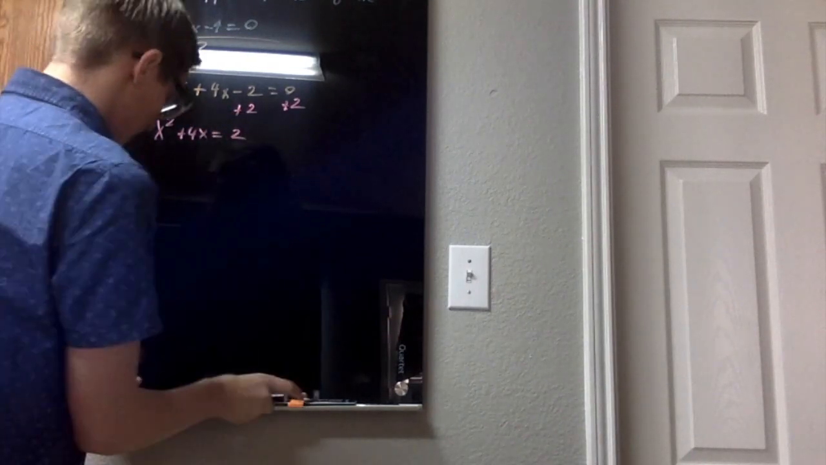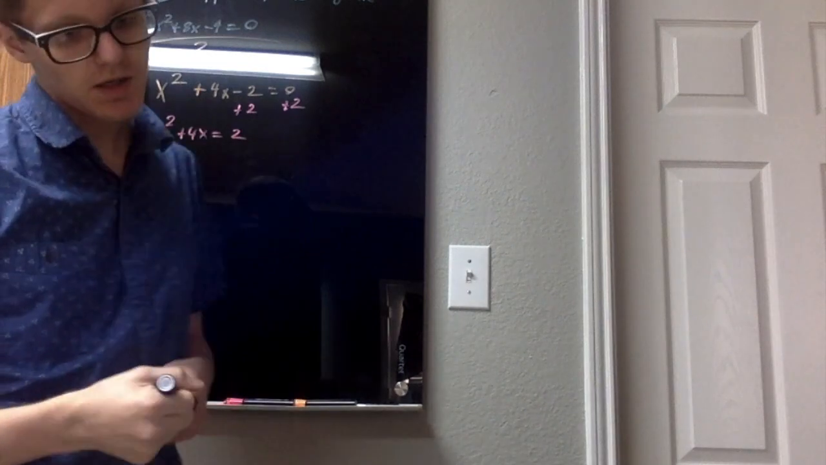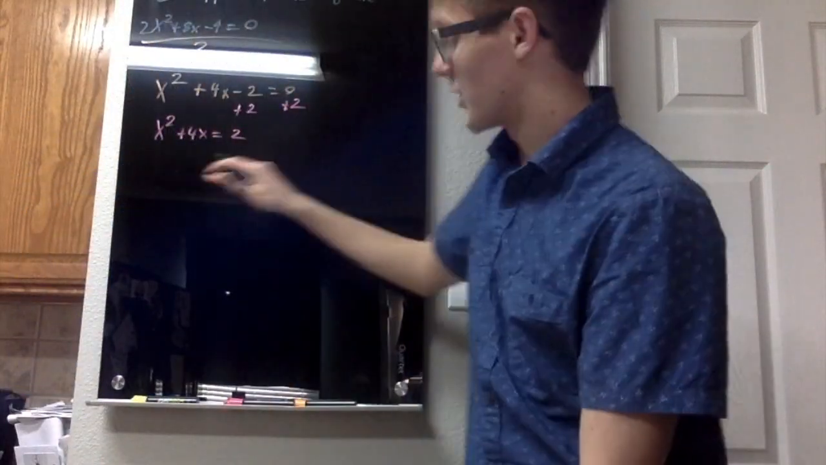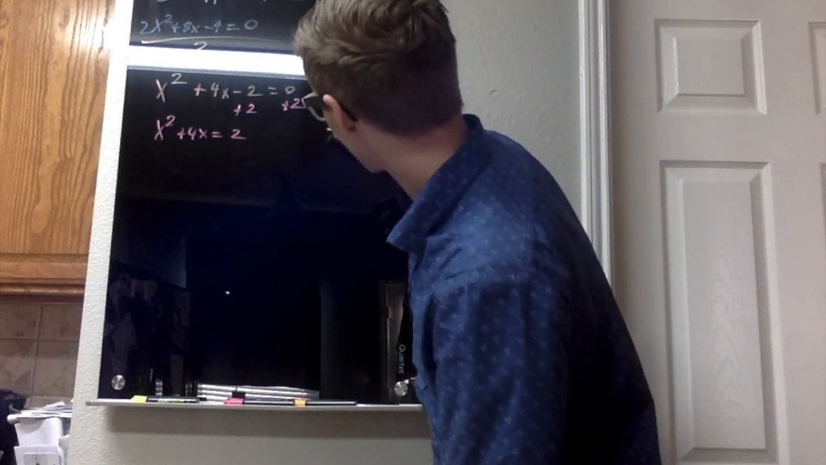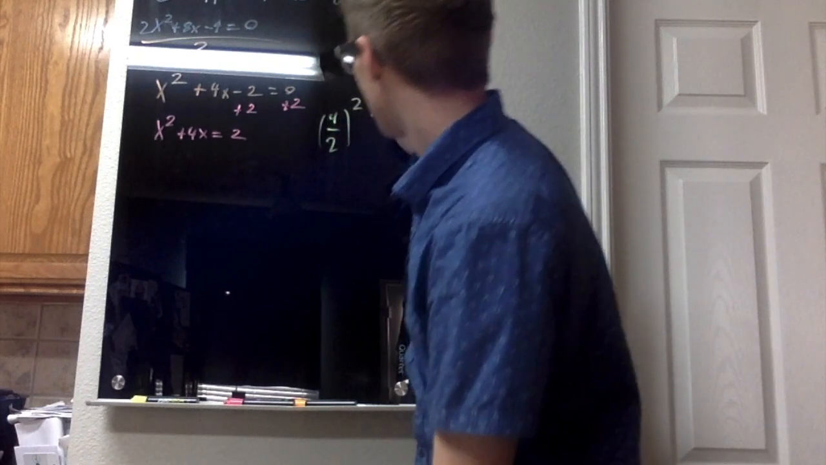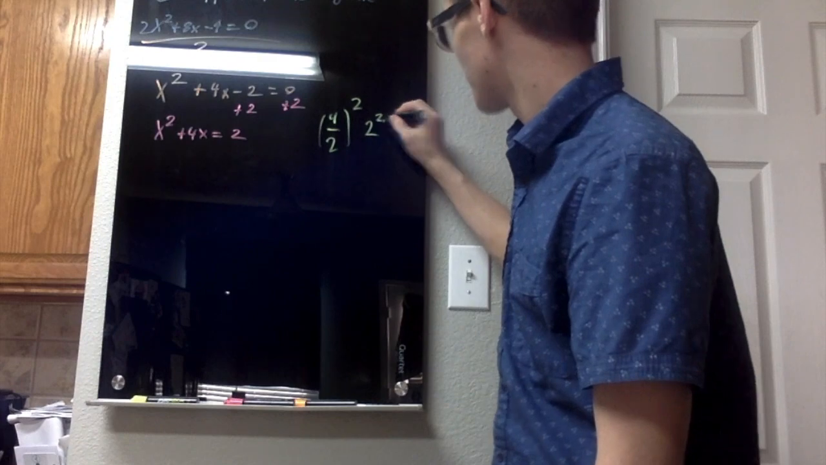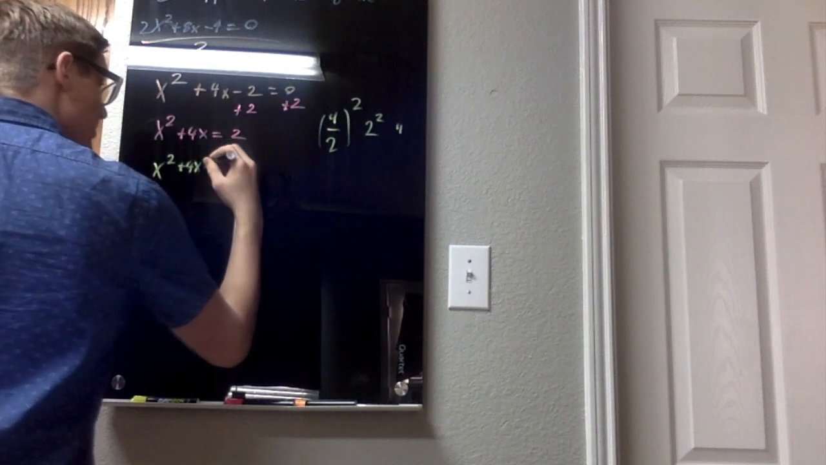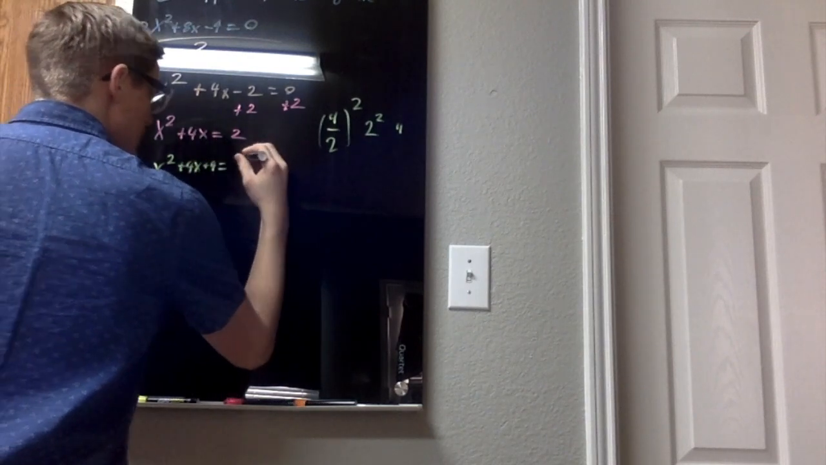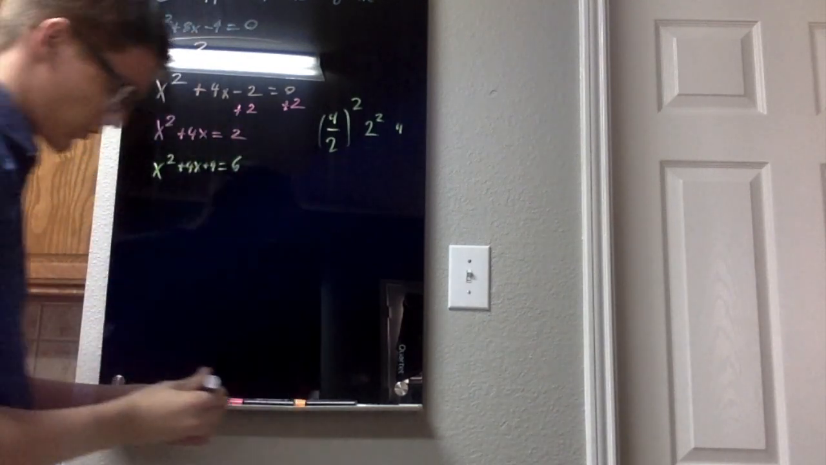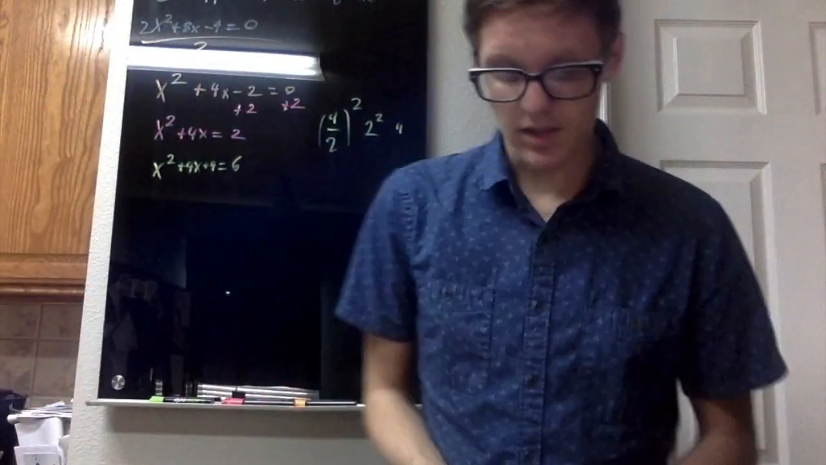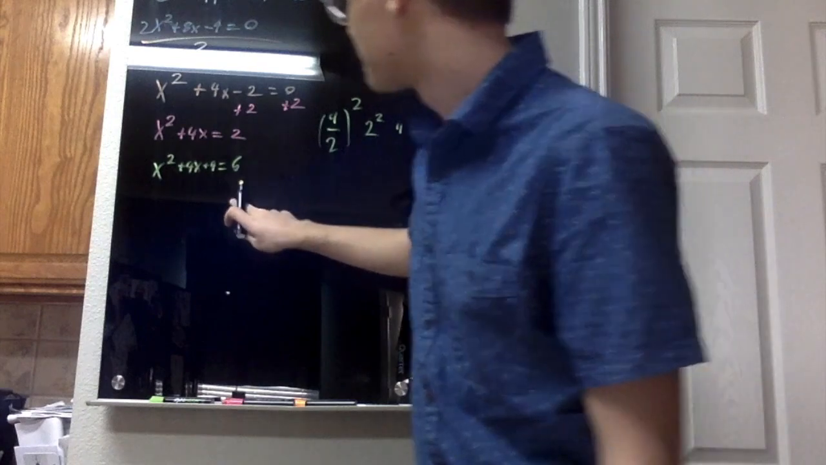With that, we now go on to step 3, in which we find b over 2 squared and add it to both sides. Our b value is 4, so we take 4 over 2, and then we square it. 4 over 2 is 2, and we square that, and that gives us 4. Add 4 to both sides, it gives us x squared plus 4x plus 4 equals 6, because 2 plus 4 is 6, sorry. Next step is to factor this left side.